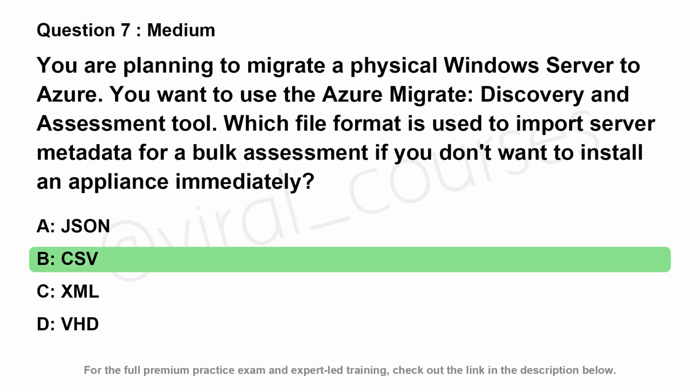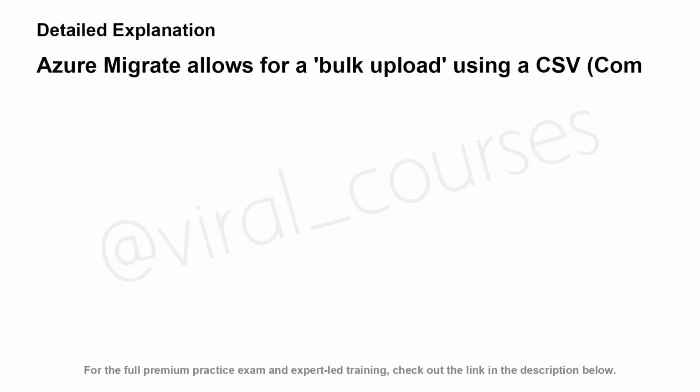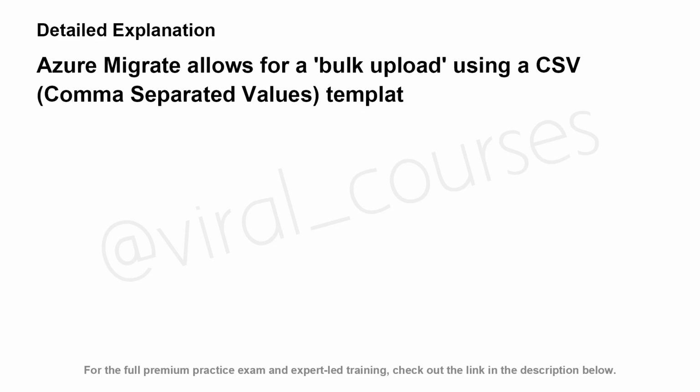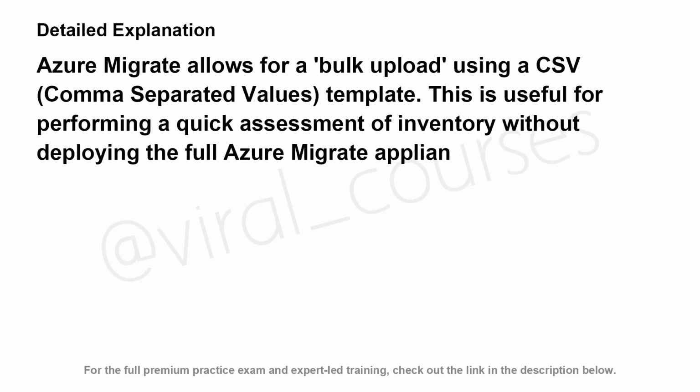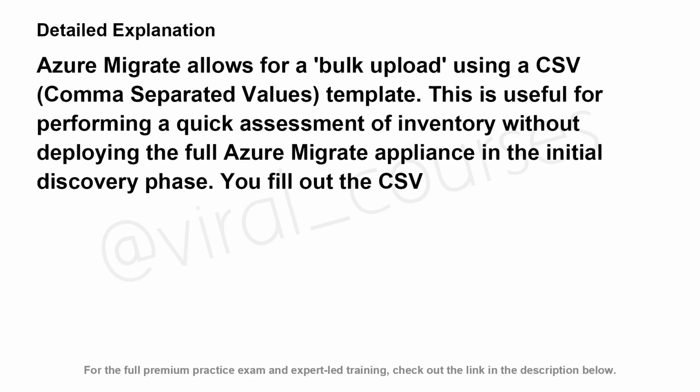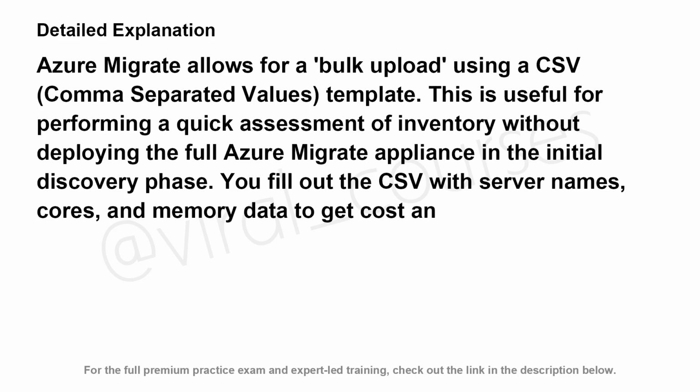The correct answer is B. Azure Migrate allows for a bulk upload using a CSV, comma-separated values template. This is useful for performing a quick assessment of inventory without deploying the full Azure Migrate appliance in the initial discovery phase. You fill out the CSV with server names, cores, and memory data to get cost and readiness estimates.